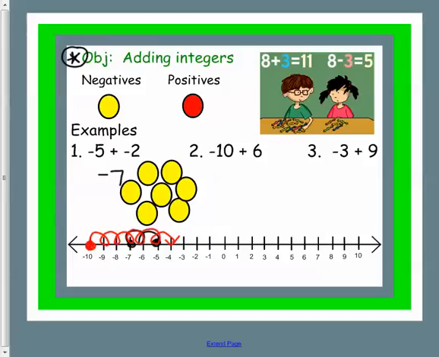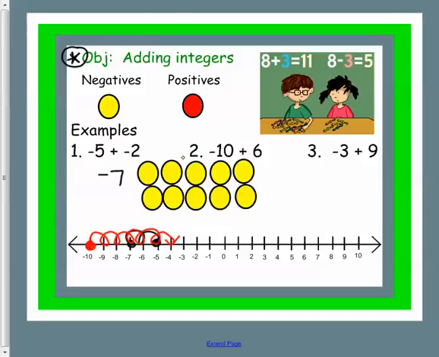Let's look at what that looks like. I have 10 negatives. Every positive cancels out a negative. So my 6 positives would overlap with these negatives to give us a total of 4 negatives, which is the same thing that we got on our number line. So my answer is -4.